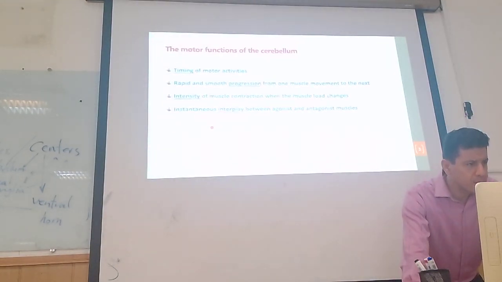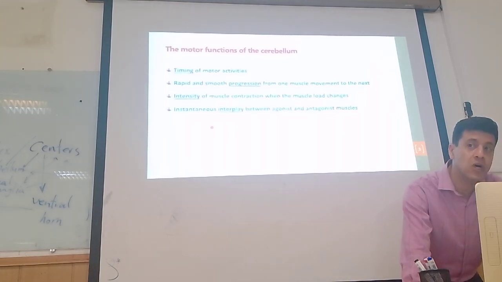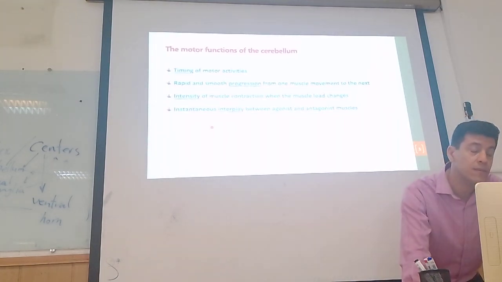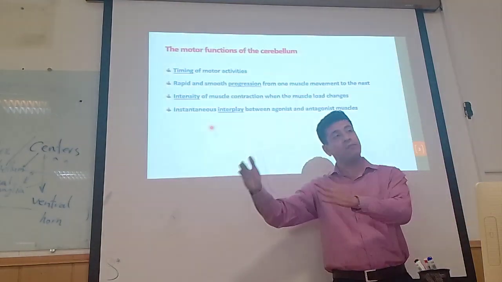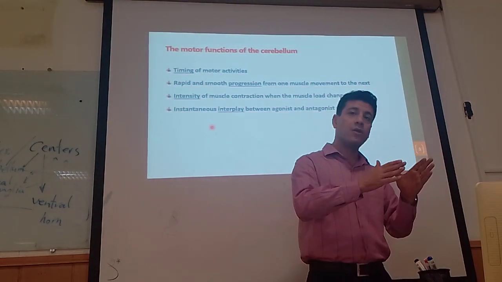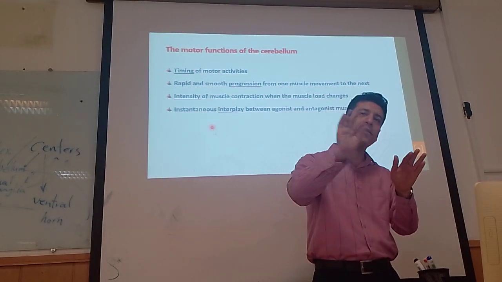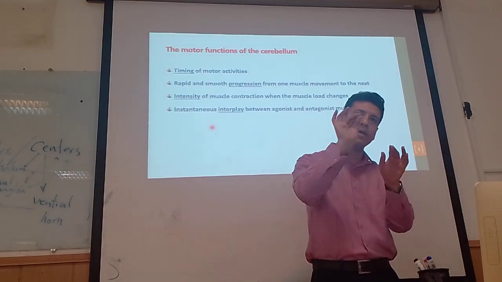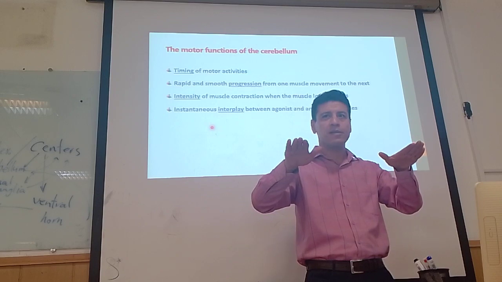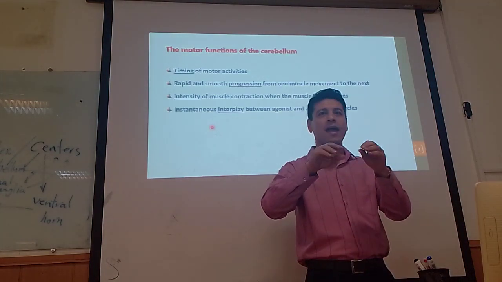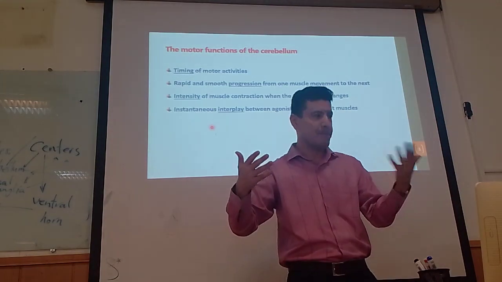So based on this, we can say that the motor functions of the cerebellum include these: timing of motor activities, rapid and smooth progression from one muscle movement to the next. So when you have a sequence of movements, the cerebellum helps to go smoothly and rapidly from one movement to the next one. So the sequence of movements looks smooth and actually rapid, okay?